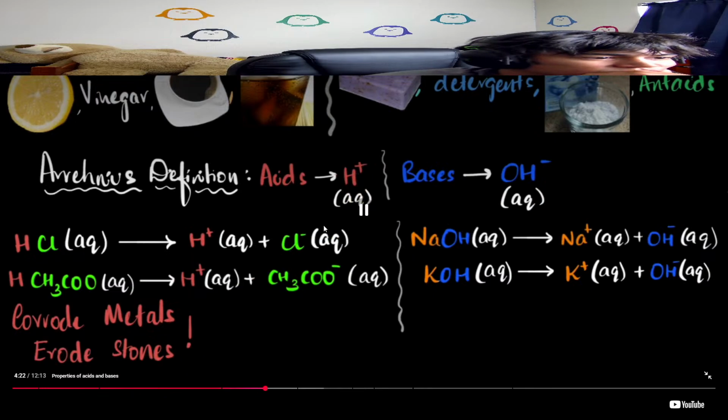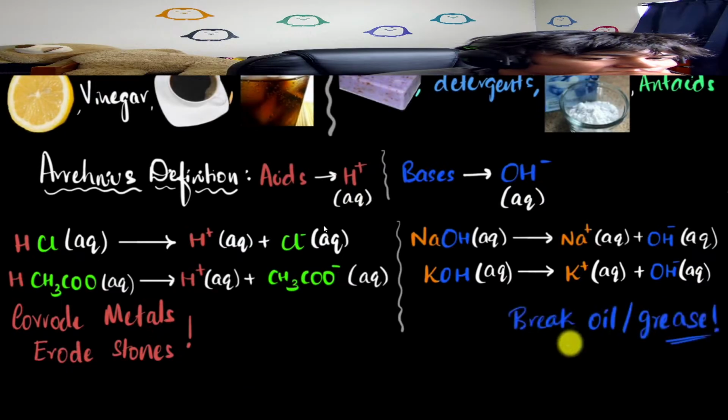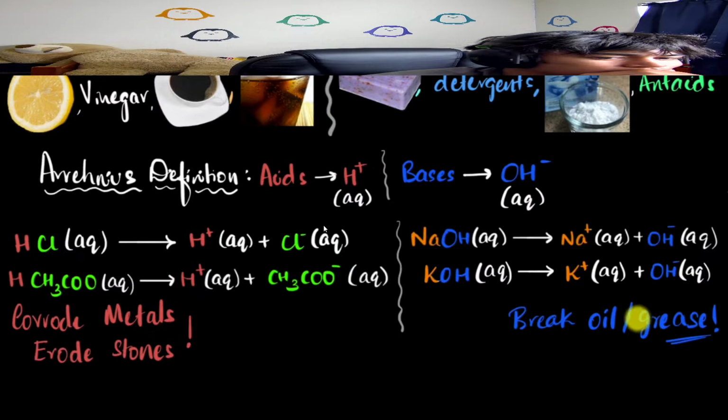Okay, what about bases? Well, bases have the ability to break oil or grease, and that's the reason why they're used in soaps. But again, how does that happen? An oversimplified explanation would be that oil or grease do not like water, so they do not dissolve in water. That's why you cannot use water to wash them off. But OH- ions, when they attach to oil and grease, make them water soluble. And so in the presence of a base, oils and grease can dissolve in water and you can wash them away. Amazing, isn't it? But wait, there's more that we can explain.